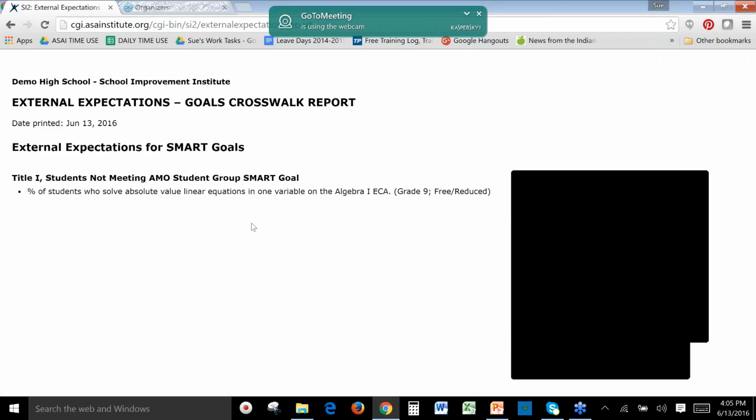So the external expectation is here. I guess there is one in for demo high school. The external expectation is that because of Title I, I have to have students not meeting AMO student group. That has to be a SMART goal, and then here's the SMART goal that I've put in that's going to meet that expectation. So we'll list all the external expectations that have come out of state rules and regulations, and then we need to make sure that there's at least one SMART goal that does that.